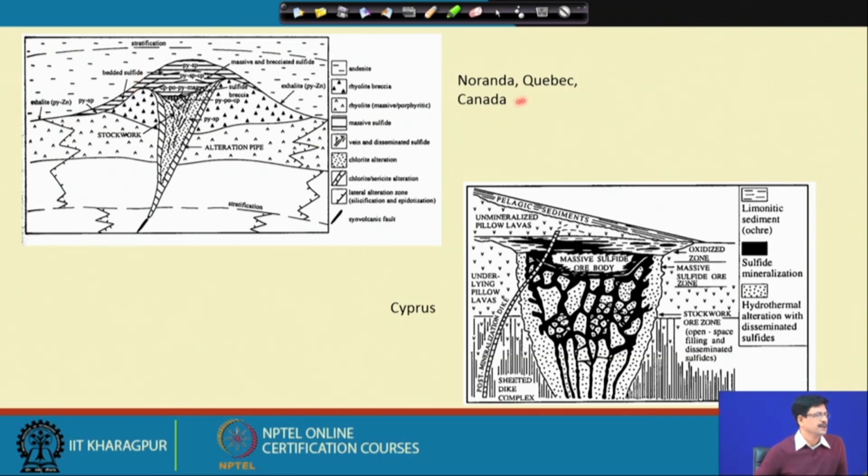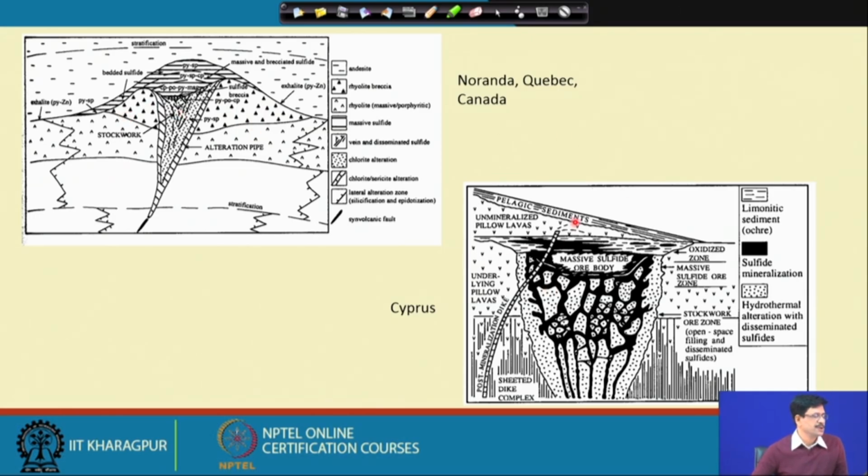that I just mentioned, Noranda in Quebec, Canada, and this is the cross section of the Cypress deposit, where we could roughly identify the footwall and hanging wall units, and they do have some kind of zoning. In the case of the Noranda deposit, the stockwork zone is here, there is the alteration pipe, the feeder stockwork zone, and roughly there is a bit of zoning of the metals, where we see copper, and going to the upper part it is mostly zinc rich.